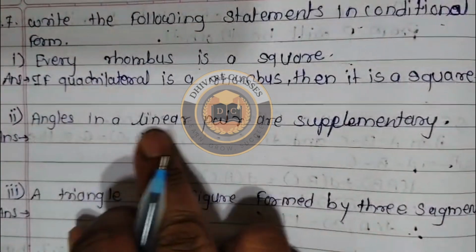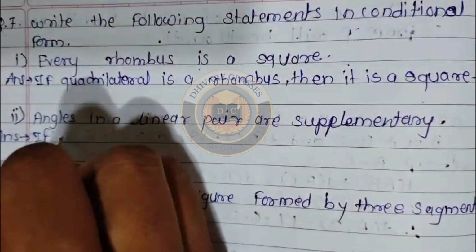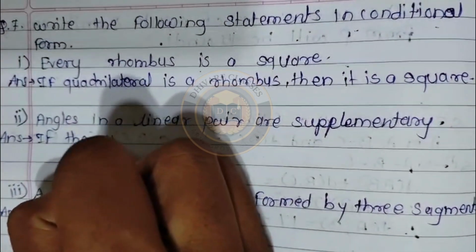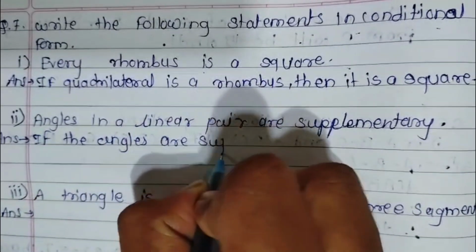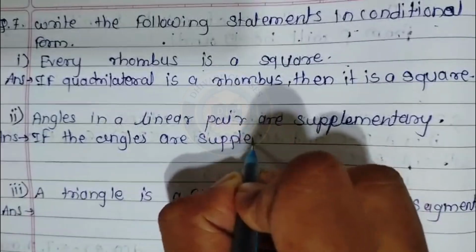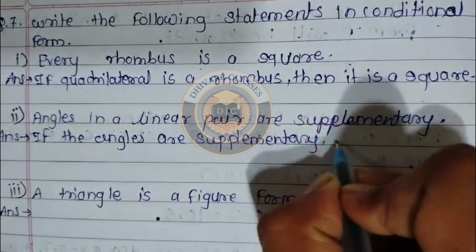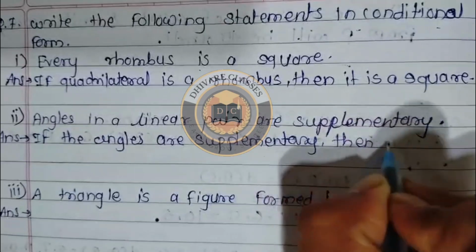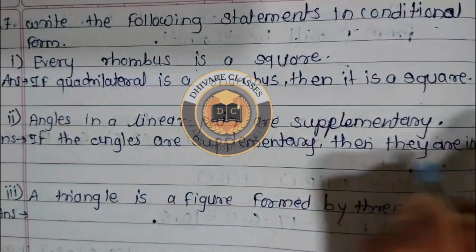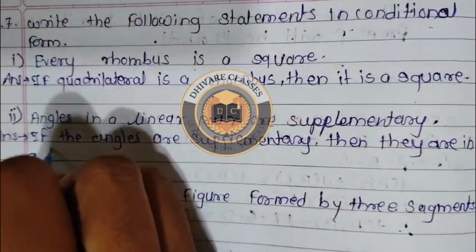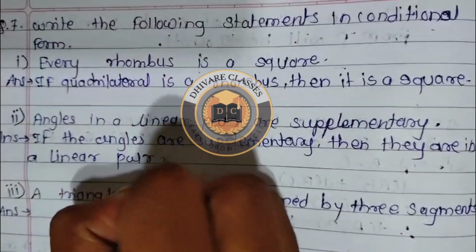Second: angles in a linear pair are supplementary. If the angles are supplementary, then they are in a linear pair. Okay.